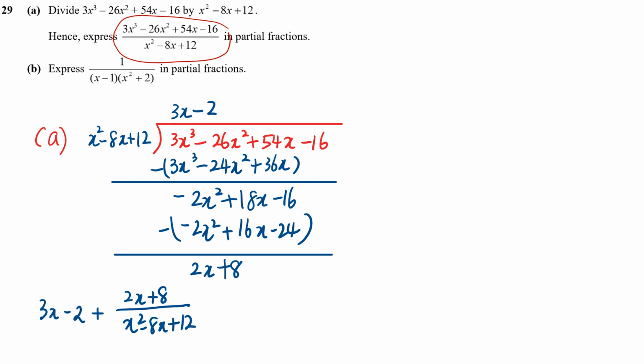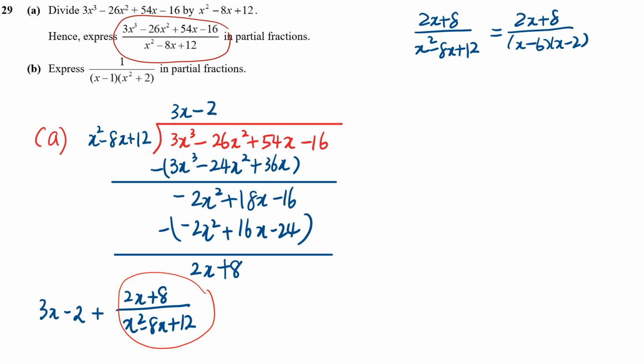So from there, you realize that you need to apply partial fractions to your 2x plus 8 over x squared minus 8x plus 12. There are no partial fractions for your quotient. Your quotient is 3x minus 2, nothing to be partial fractions about. Okay, so that's part A. Oh no, we're not done with part A yet. You need to factorize your denominator. When you factorize it, it will be x minus 6 times x minus 2.